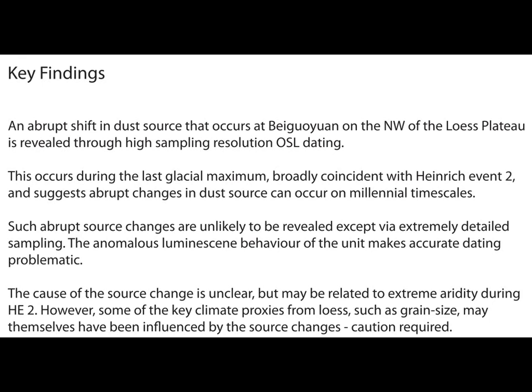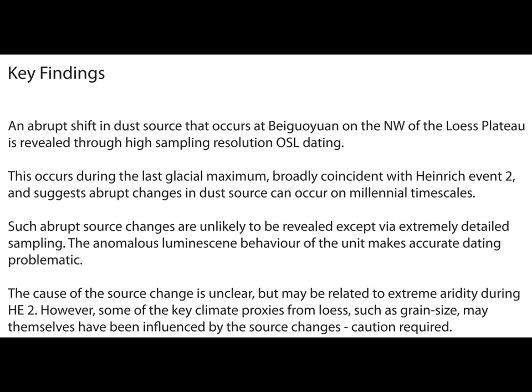This seems to also be happening at about the same time as Heinrich Event 2, and implies that abrupt changes in dust source can occur on the Loess Plateau, and that these are short-term events potentially coincident with a large-scale climatic change. Now we're unlikely to see these events unless we apply very detailed high sampling resolution analysis, because they're very short-term. And luminescence dating is one way of doing that.